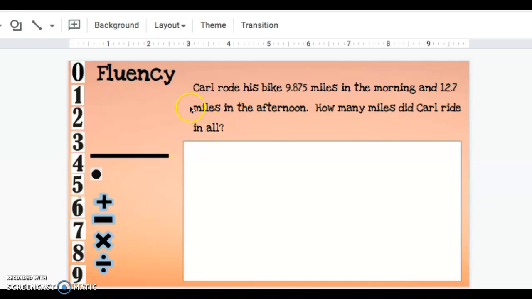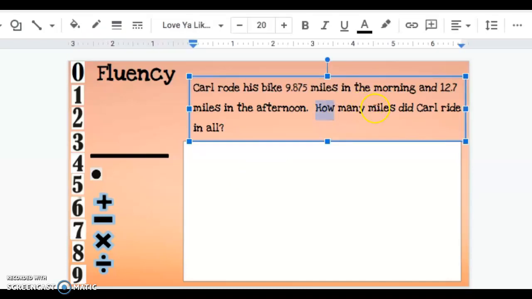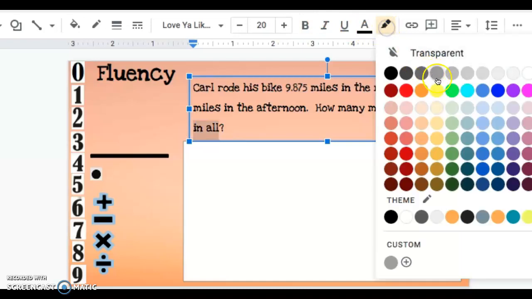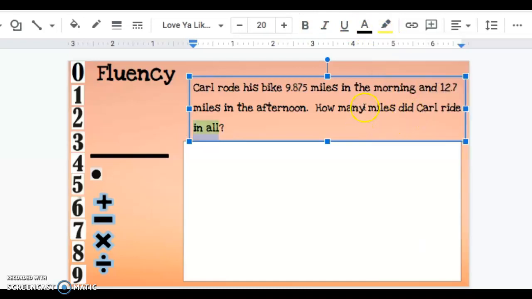Alright, so for today's fluency, it says Carl rode his bike 9.875 miles in the morning and 12.7 miles in the afternoon. How many miles did Carl ride in all? So they're asking us, how many miles did Carl ride in all? So we want to know, I'm going to highlight that because that's our key word, how many miles he did in the morning and in the afternoon.